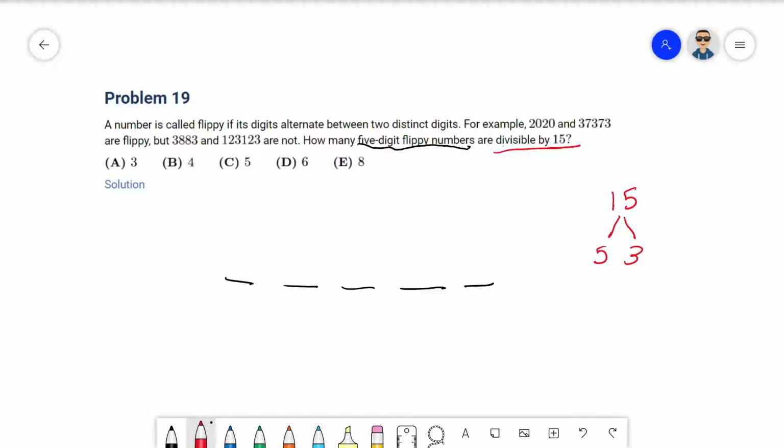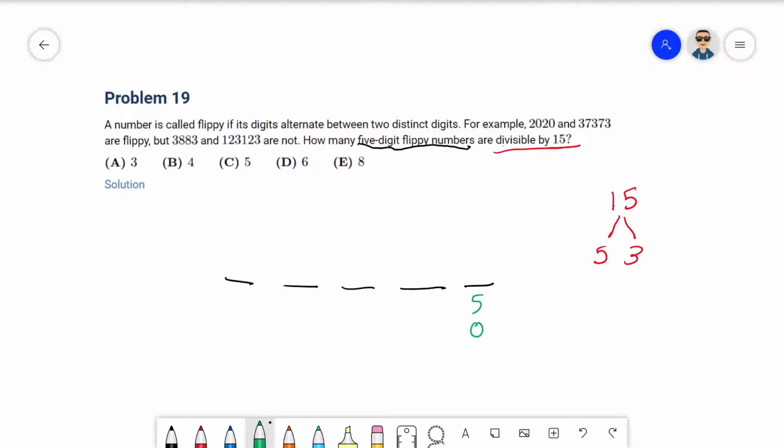If a number is divisible by 5, it ends in 5 or 0. And if a number is divisible by 3, the sum of its digits is divisible by 3. So back to divisible by 5. We know that the numbers all end in 5 or 0. So the number is also flippy.